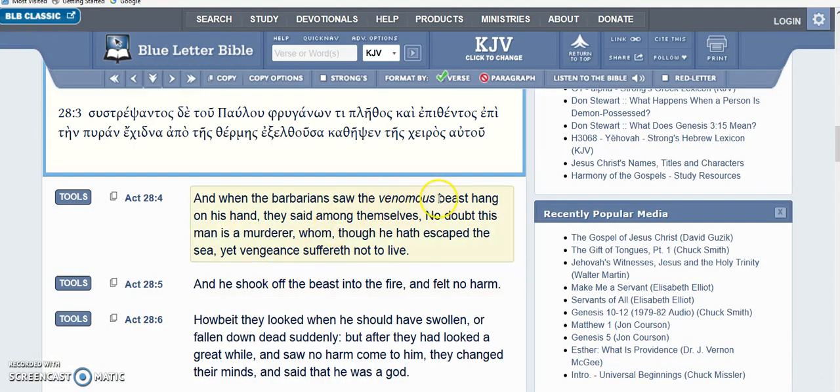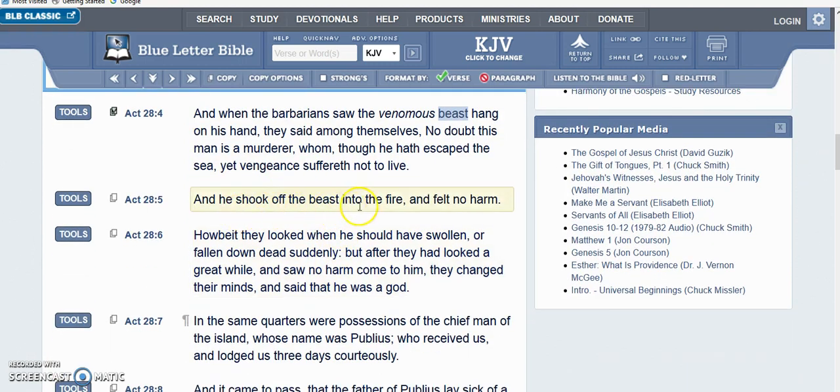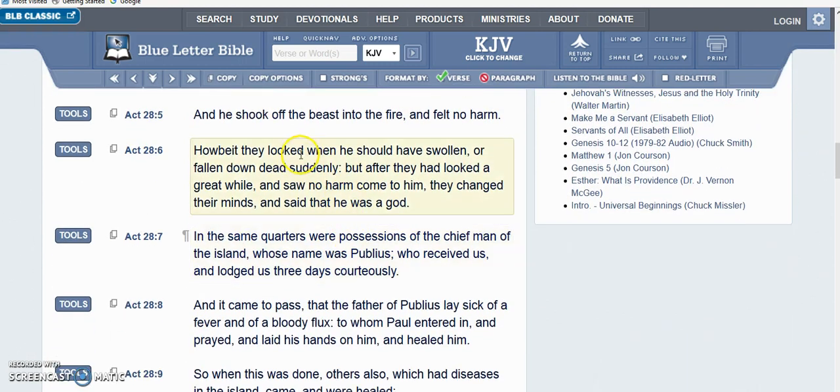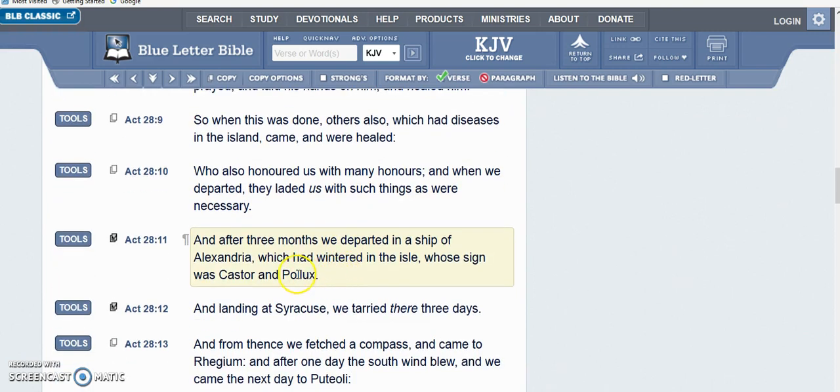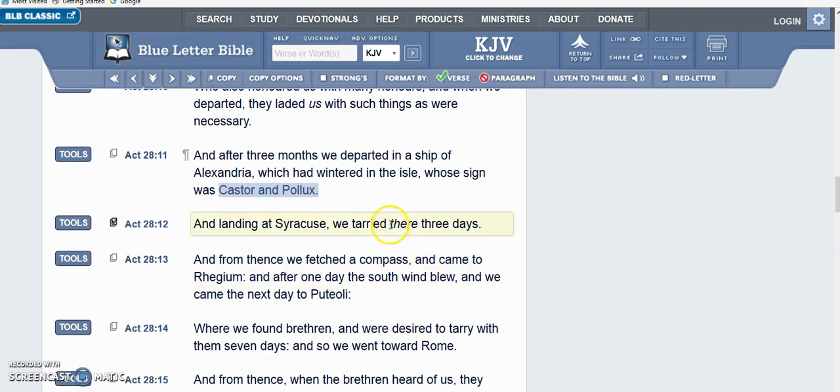Then it goes on to talk about how he shook the beast off of his hand and he didn't get hurt. And he threw it into the fire and that he wasn't harmed. And it talks about how they were able to heal and do miracles. So it seems to make reference to the two witnesses. And then in verse 11, it mentions Castor and Pollux, which are the two stars in the constellation Gemini. So it seems to be making a reference to the two witnesses over here. And you see the mention of 3 days over here as well.